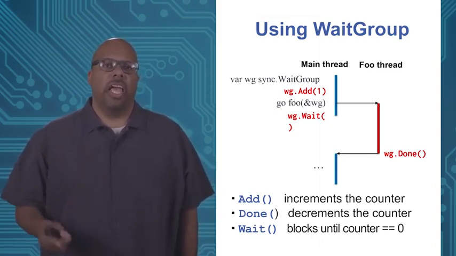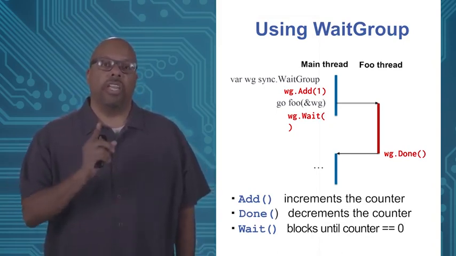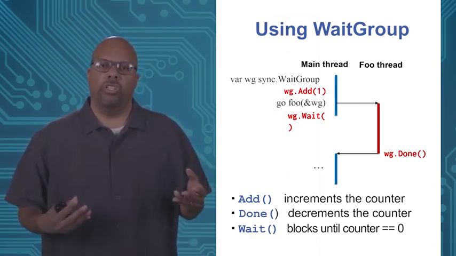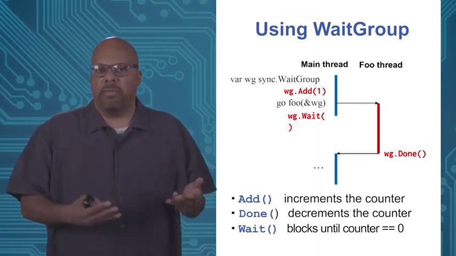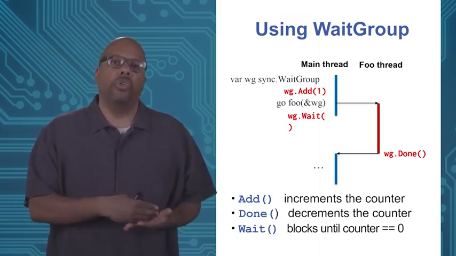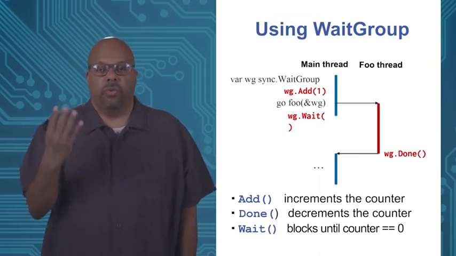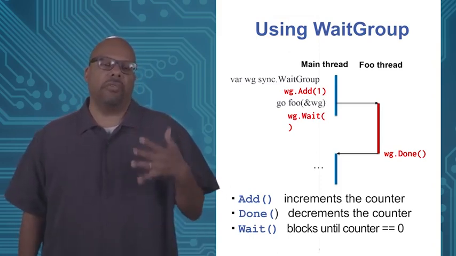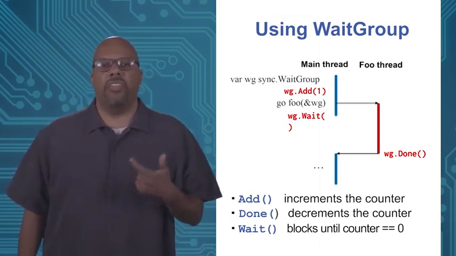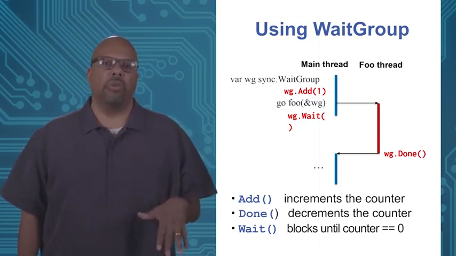And then you've got to make sure as a programmer that in your main, or whatever the waiting Go routine is, you call wg.Wait. If you don't call wait, then there won't be any waiting going on. So it's up to the programmer to inject the Add, the Done, and the Wait at the right places to make this whole mechanism work.